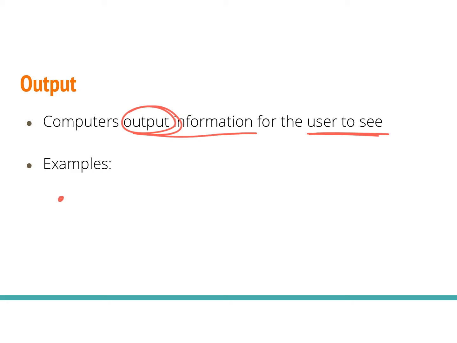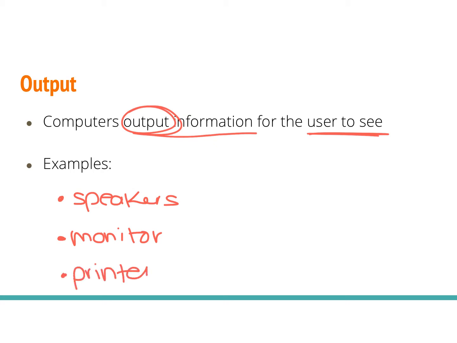So ways that things are outputted is they're outputted via speakers. So sometimes you're asking it to play music or something like that. It can output via speakers. It can also output via a monitor, so that's how you visually see things. It may also output via things like a printer. Say you want to actually print a document, you can output and print items elsewhere.